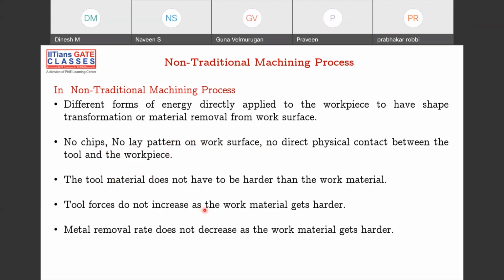Tool forces do not increase as the workpiece gets harder, right? Because here also what I'm talking about, the workpiece can be as hard as possible, and the tool can be as soft as possible. But because of different types of energies, you'll be able to remove the material. The material removal rate does not decrease as the work is getting harder. That's what I told you.